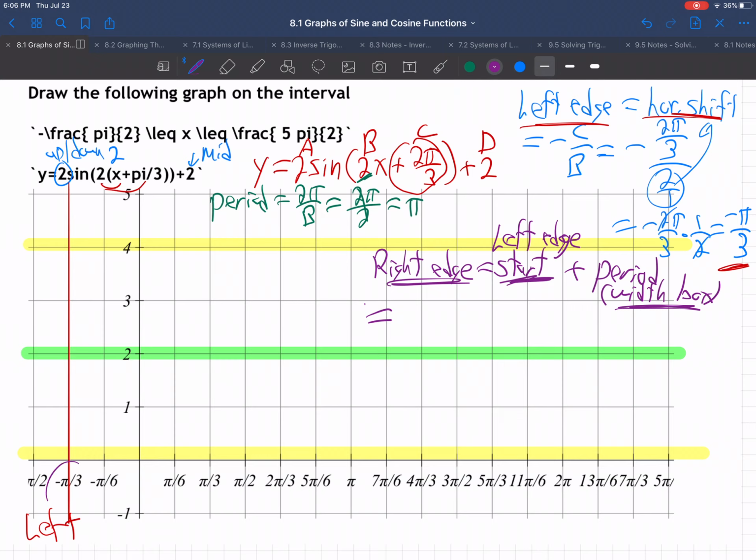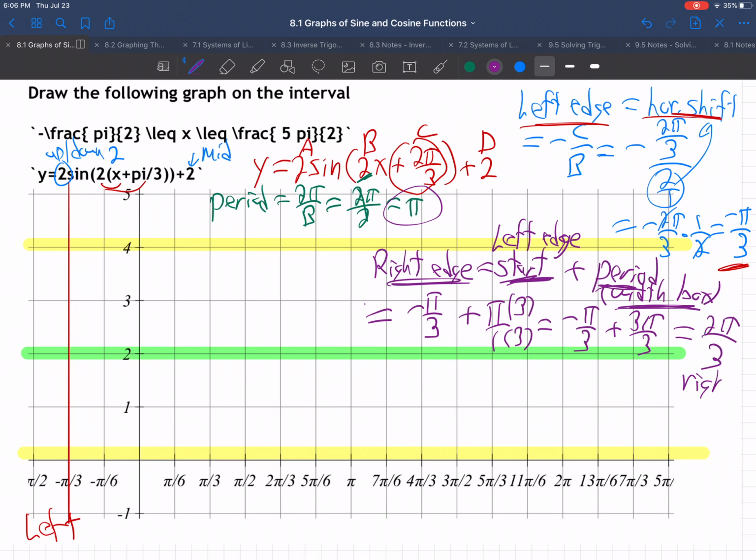That's the right edge. So that'll equal, where did we start? Well, the left edge is right here, minus pi over 3. It's called the horizontal shift. Plus the period, we just calculated right there, pi. So we just add those together. How do you add those together? You put this over 1, top and bottom by 3. So we get minus pi over 3 plus 3 pi over 3, which is 2 pi over 3. There is the right edge of the box.